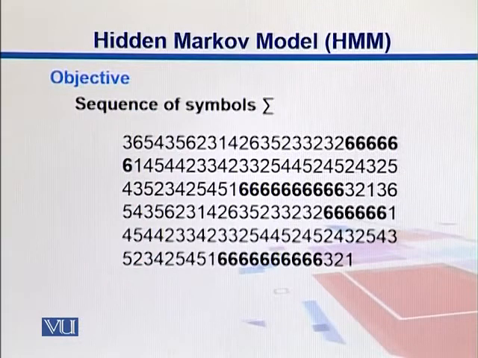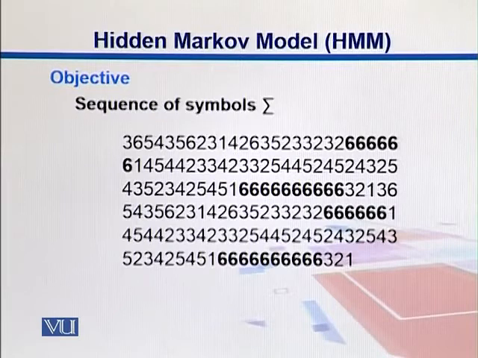Let's see, we have a sequence of symbols like this. These are some results which somebody recorded from throwing these dice multiple times, and we observe this kind of data. So the objective of this hidden Markov model is to go back and look into which part of this sequence is coming from a fair die and which part is coming from a loaded die, and what are the probabilities associated with them. So we have the sequence of symbols in front of us.